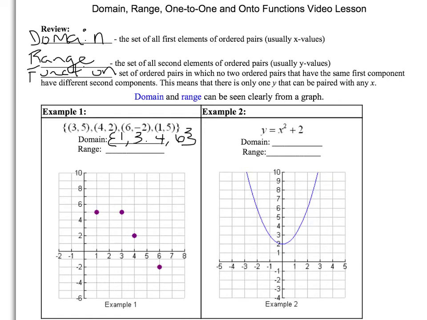And our range, I'm going to write it below the line, is the y values. It's at 5, 2, and negative 2. I am going to write it in order. So negative 2, 2, and 5.